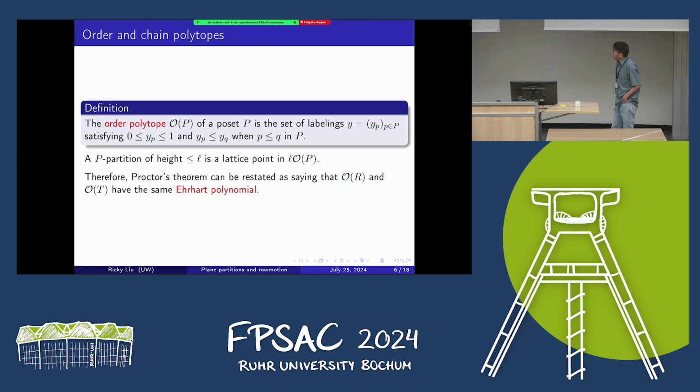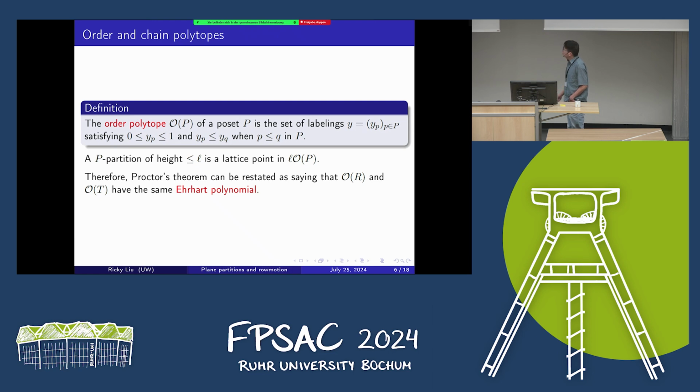And so you can think of Proctor's theorem as telling you that this rectangle and this trapezoid have the same Ehrhart polynomial, because that just counts the number of lattice points in these dilations, and those agree for these two polytopes. Well, how can you show that two polytopes have the same Ehrhart polynomial? One thing you can do is try to cut one up, move around the pieces, and create the other polytope.